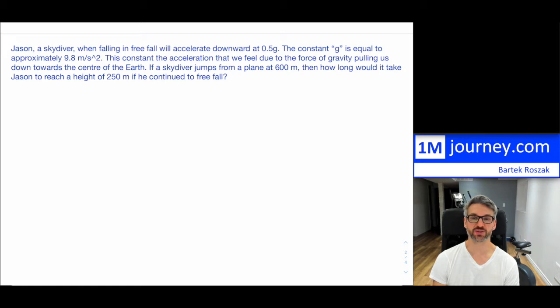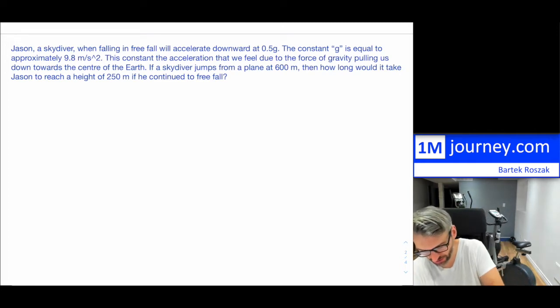Now this constant is just the acceleration that we feel due to the force of gravity pulling us downward towards the earth. So what happens is, let's say we're the skydiver right here, this force is basically pulling us down.